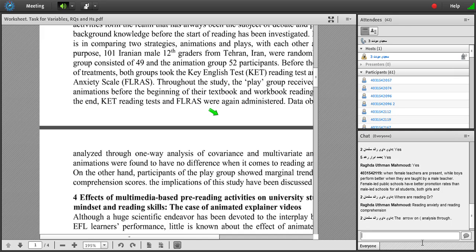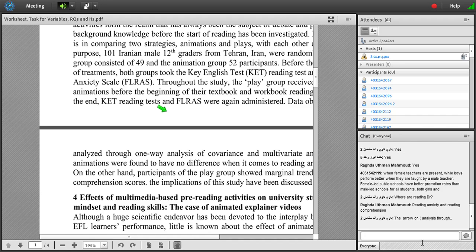Okay. The independent variable is pre-reading activities, because I want to see the effect of pre-reading activities. Reading anxiety and reading comprehension are dependent variables. So you see, I want to see the effect of A on B. What is A? Pre-reading activities. What are pre-reading activities? For example, drama and video. This is the independent variable.